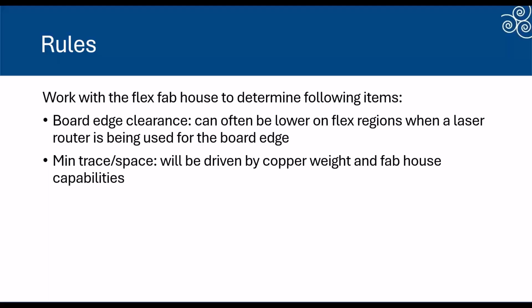The next would be the minimum trace spacing. As always, even with rigid boards, this a lot of times is driven by a combination of the copper weight and also the fab house capabilities. You can sometimes pay for a smaller trace spacing with the more advanced capabilities. So make sure that is a question up front. Once you've decided on your copper weight and you understand their minimum trace spacing, you can use that in your design.